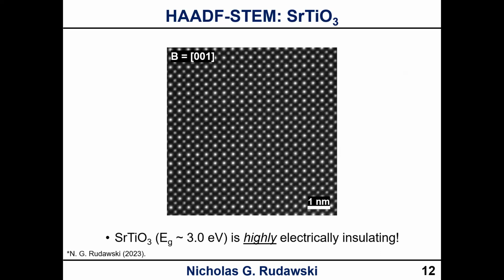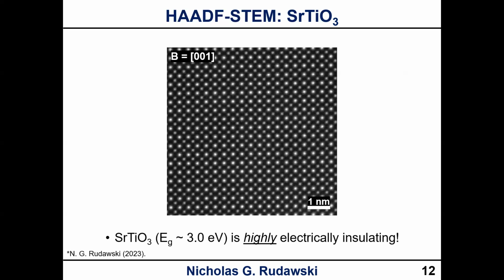And then the last example, strontium titanate. Again, a very high band gap insulator, and highly electrically insulating. And this is probably the most studied and imaged material by HAADF-STEM ever, is probably strontium titanate as viewed along the 001 zone axis. You will probably find more HAADF-STEM images of this particular material along this zone axis than any other sample. Possibly even silicon along 110. But I haven't done a complete survey of that.